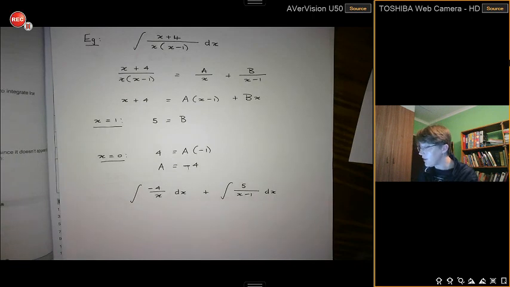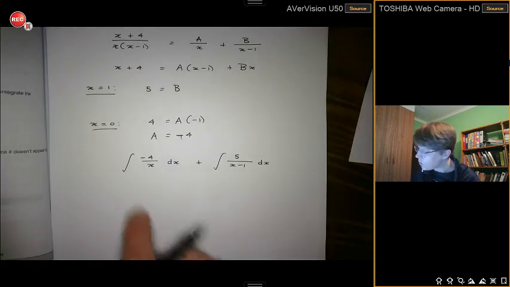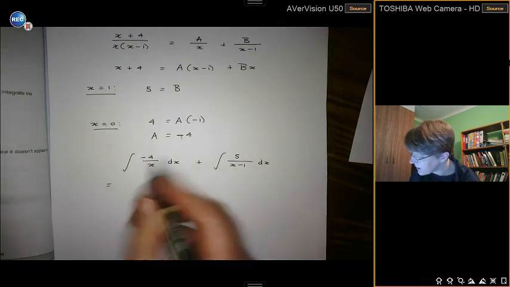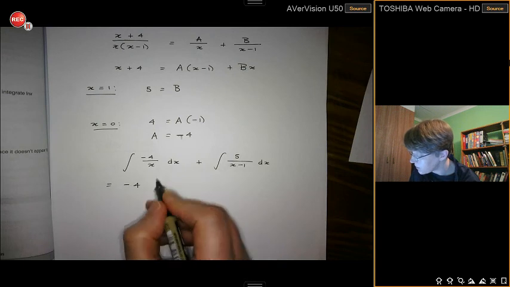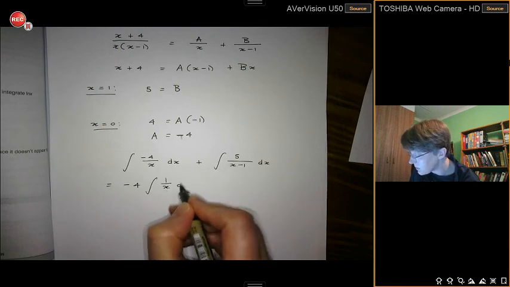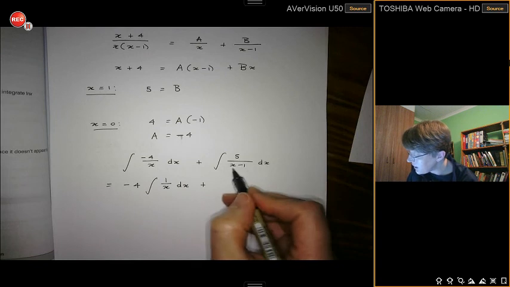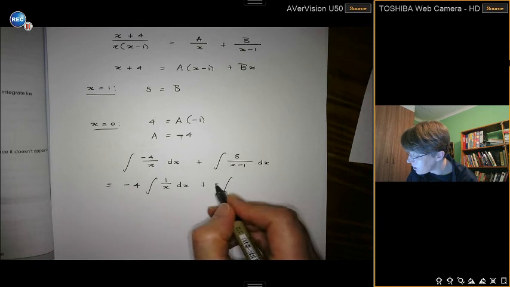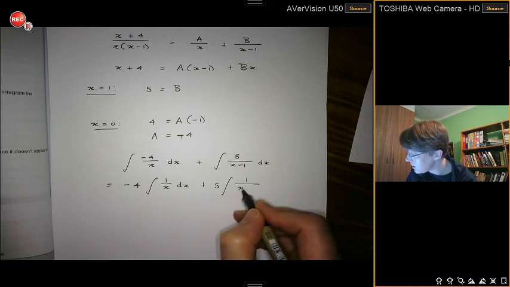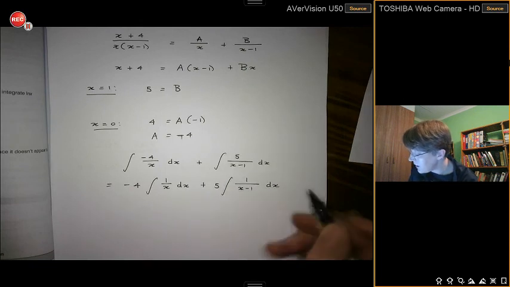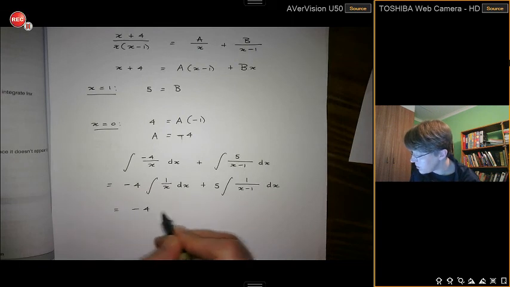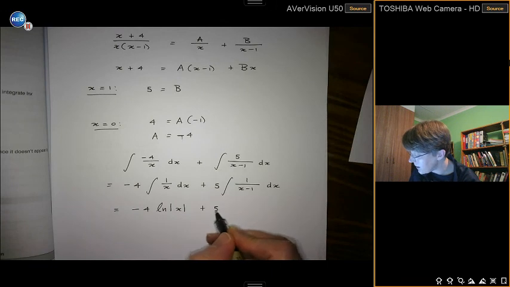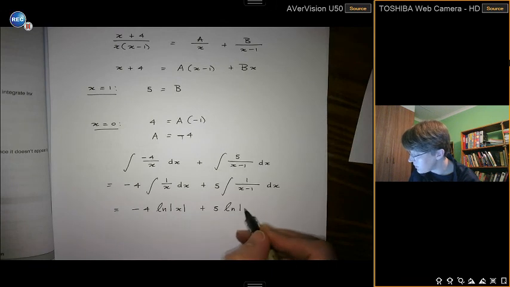And then hopefully you guys can see this is one of the type where the derivative of the denominator can potentially be the top. In this case, I just take the negative 4 out as a common multiple, and I've got 1 over x, which is a very simple integral to do. And over there, the derivative of x minus 1 is 1, so again I need 1 at the top, so I'm going to take 5 out as a common multiple. And then I can just say this is minus 4 ln of the absolute value of x, and this is going to be plus 5 times ln of the absolute value of x minus 1.